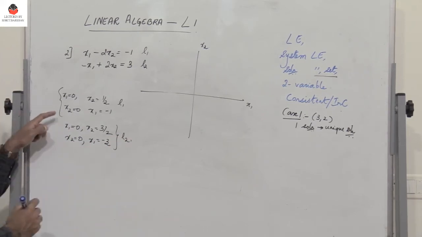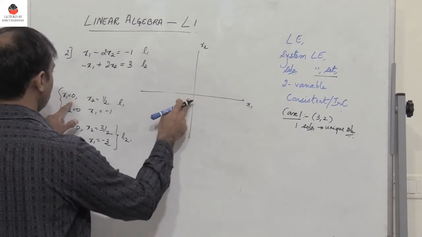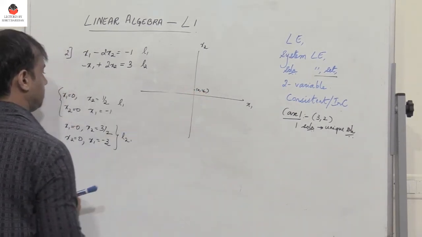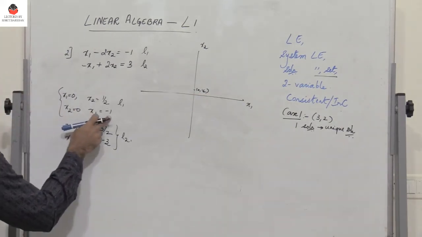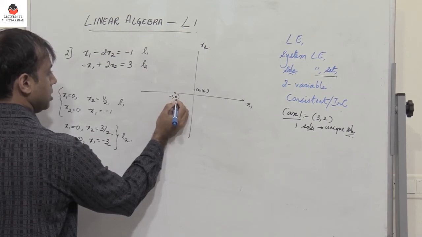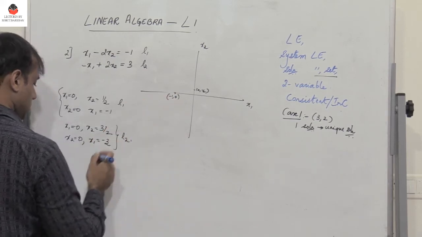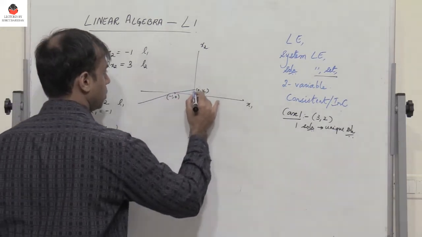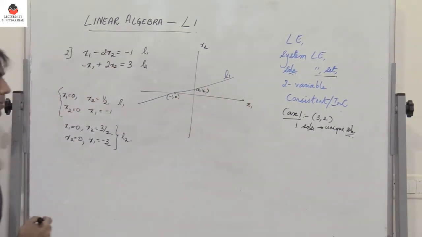So now let me mark these points. x1 is 0, x2 is half. So this is (0, half). x2 is 0, x1 is minus 1. So this is (minus 1, 0). So I join these 2 points. When I join these 2 points, I get L1.